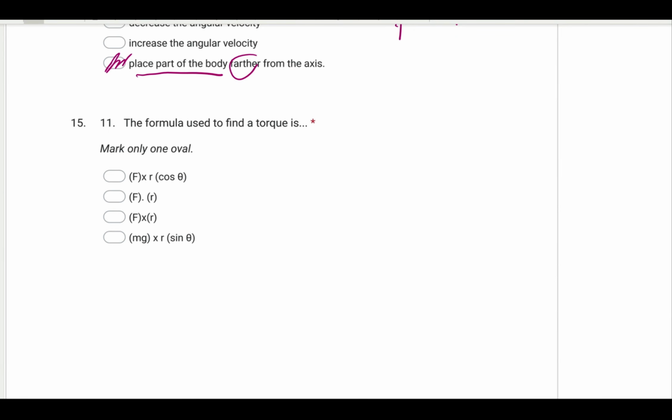The formula used to find a torque. So, torque is equal to F dot, or cross? Yes, F cross R. Cross product. So, it will become FR sin theta. Okay, so F cross R cos theta is wrong. F dot R is wrong. Correct. And this is also wrong. Suddenly there is mg, why? Okay. So, the formula used to find a torque. Okay. So, we take the most accurate one, which is question number 11. The answer is, that one is 11, right? Okay. So, the answer is C.